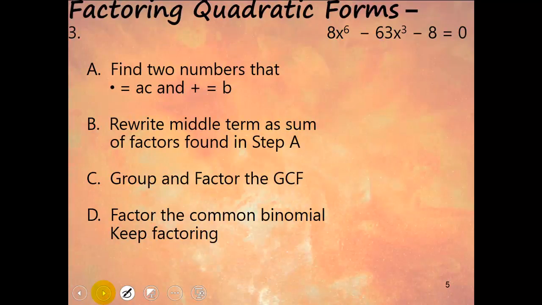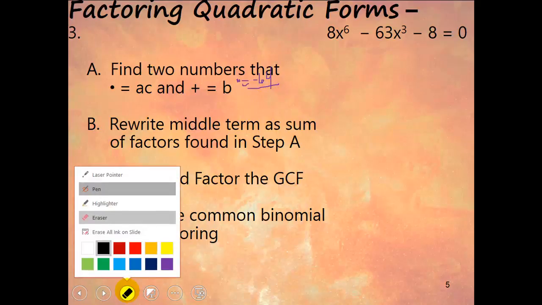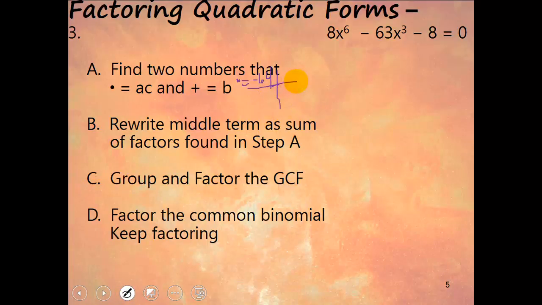Why don't you guys try this one on your own and then come back and we'll go through it step by step. All right, here we go. I'm looking for two numbers that multiply to equal negative 64 and then add to equal negative 63, okay? So that's going to be negative 64 and positive 1.